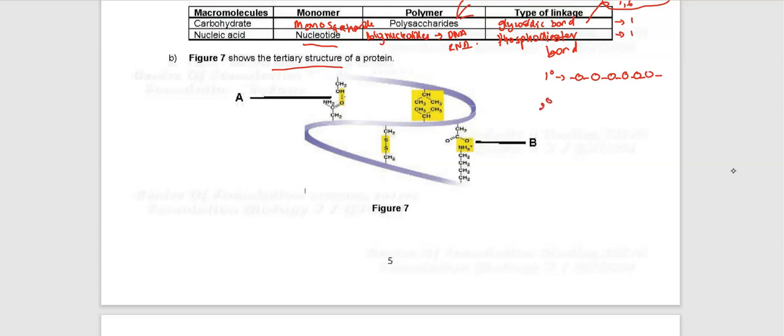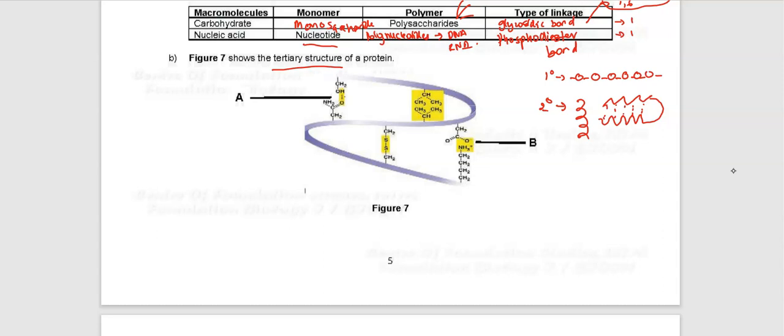And then you have the secondary structure, where there are two types, which are the alpha helix and the beta pleated sheet. You have to take note that the secondary structure still involves one polypeptide chain. For the beta sheet, it involves parallel segments of a polypeptide that are folded into a beta pleated sheet. So this still involves one polypeptide chain.